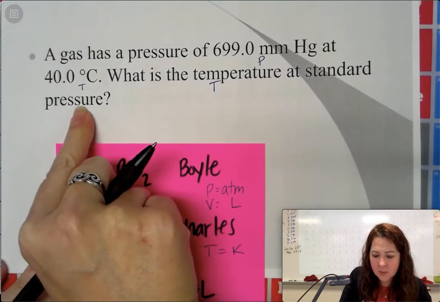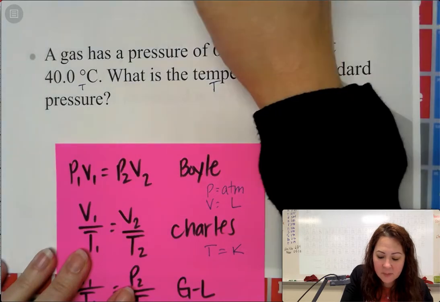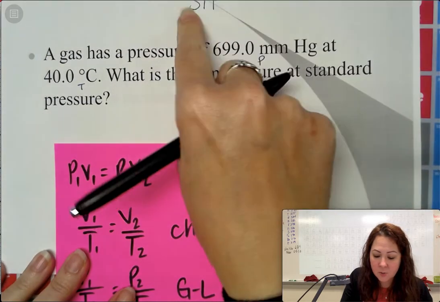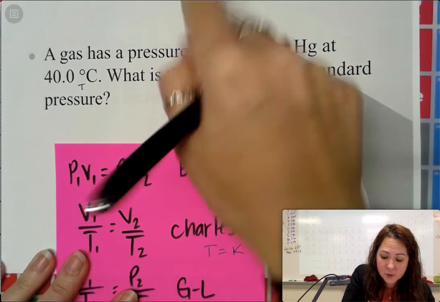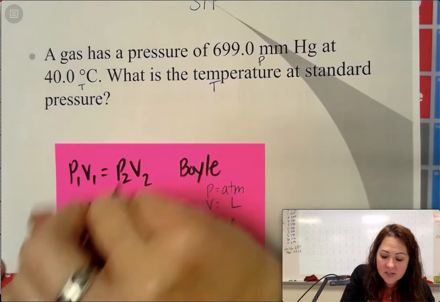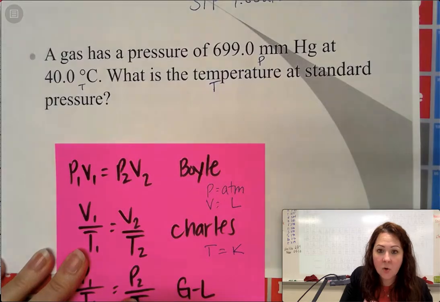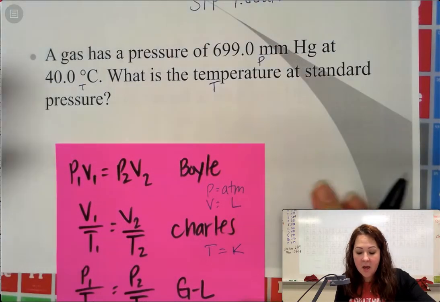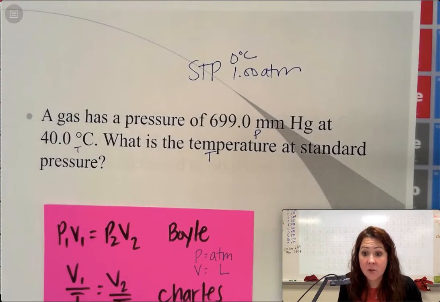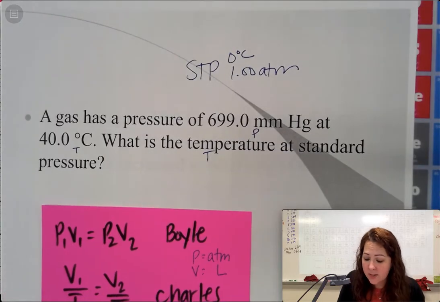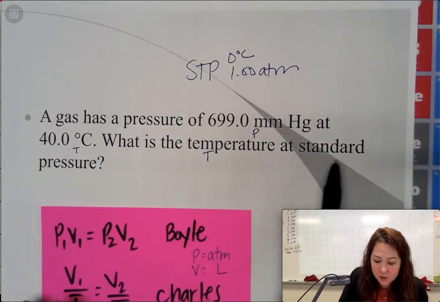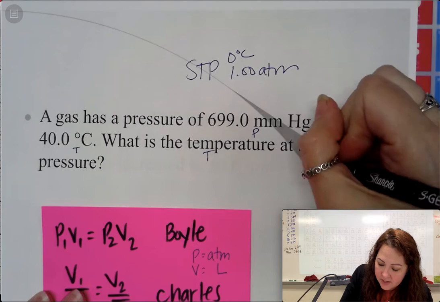So we need to remember something else on this one. We have STP, standard temperature and standard pressure. Standard temperature is 0 degrees Celsius. Standard pressure is 1 atm. This is also on your reference sheets. If you need that information, it is also in your notes. So when it says that we're at standard pressure, we're at 1 atm.